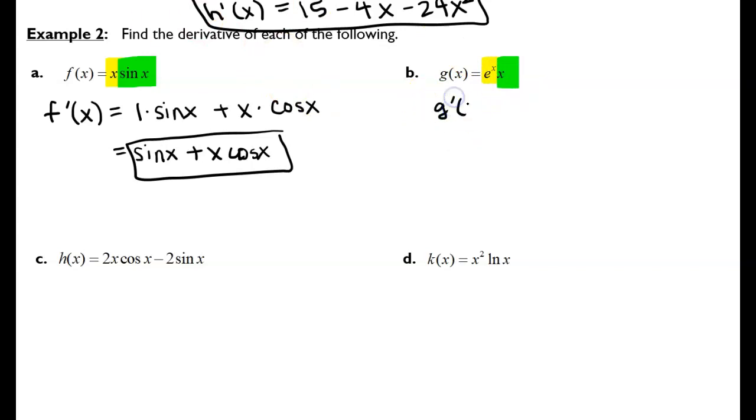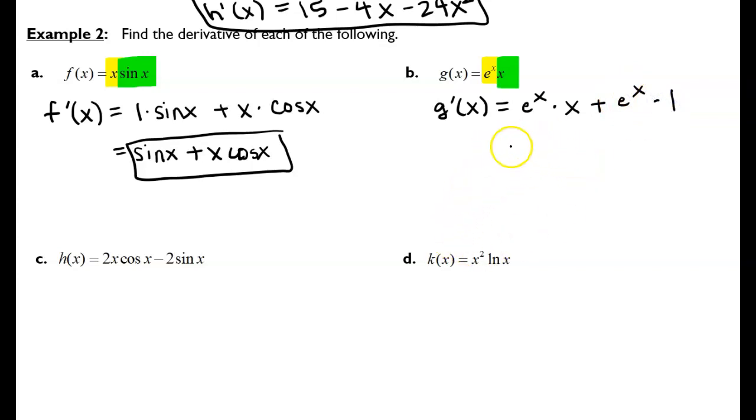So our derivative is the derivative of the first part, e to the x. Remember, the derivative of e to the x is itself, times the second part, x, plus the first part, e to the x, times the derivative of x, which is 1. You could leave your answer like that.